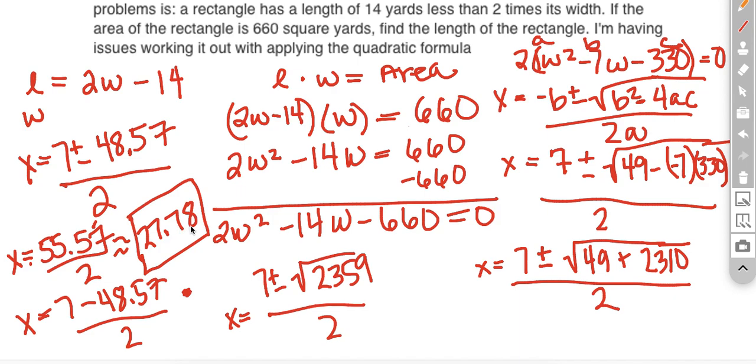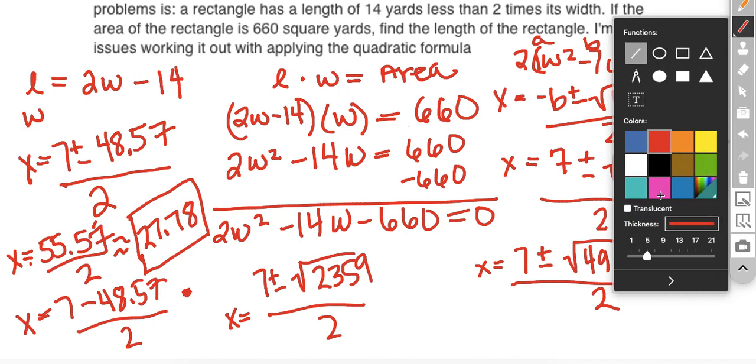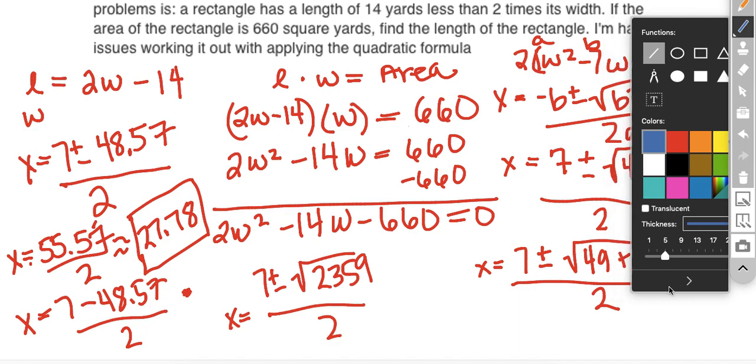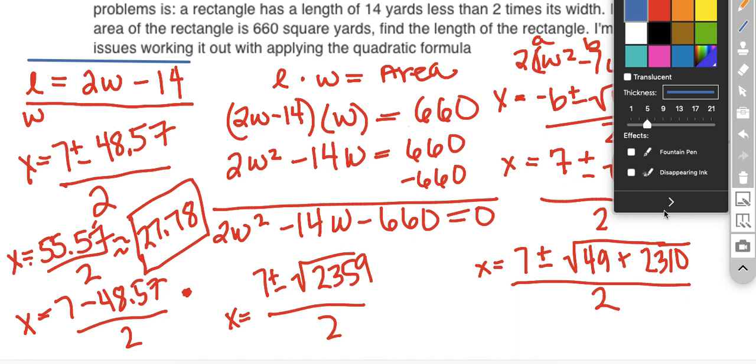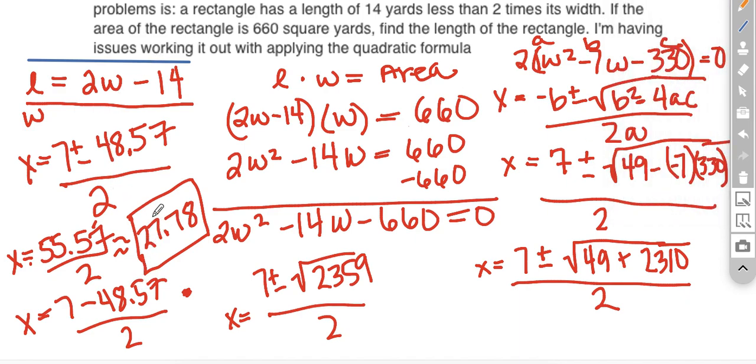So now I have 27.78 for my width, and then to get my length, all I do is, let me do a different color if it will let me. Let's do blue. Okay, so let's see if that will work for me. Okay. So now I'm going to take this. Oh, it put me in a line thing. Okay. So I'm going to take this equation. Let me try it again. Okay. And then I just substitute this in for the width.